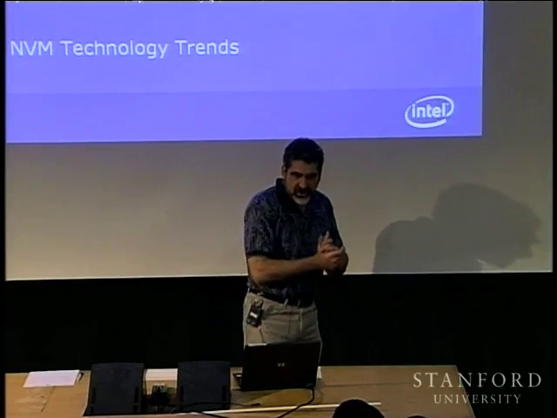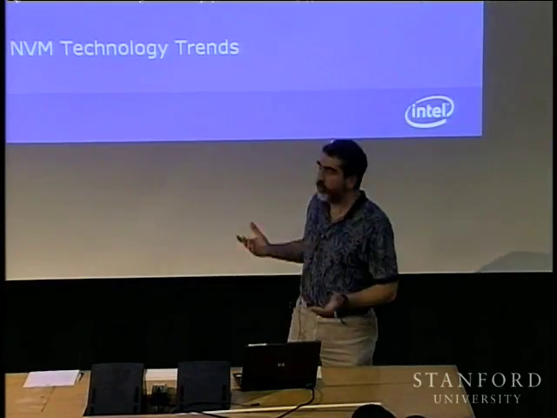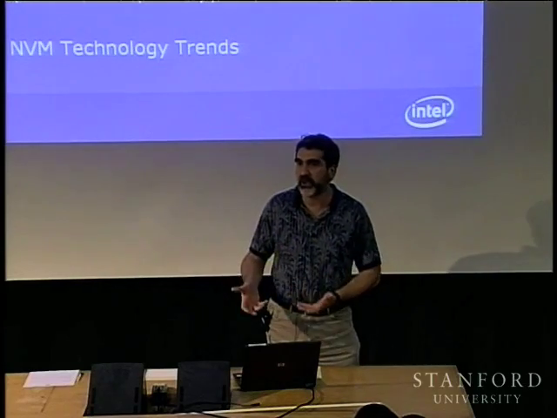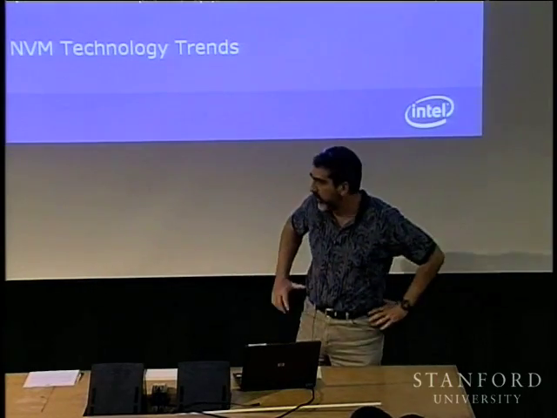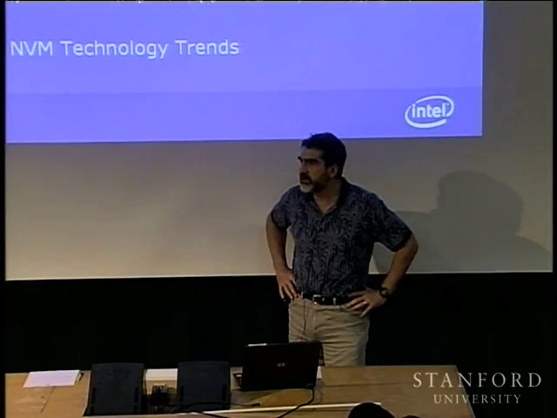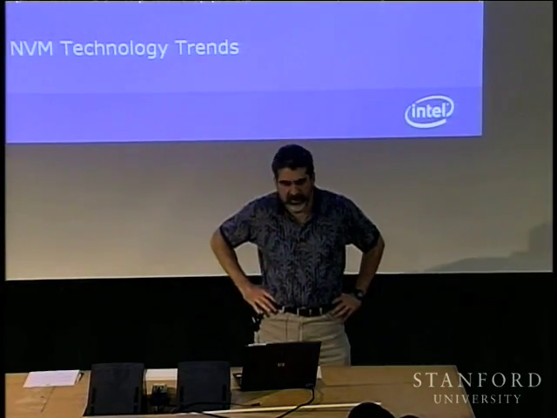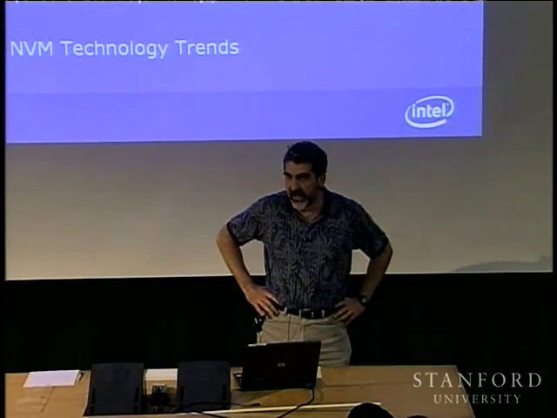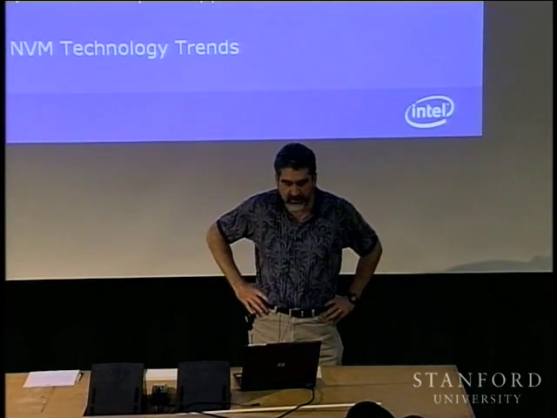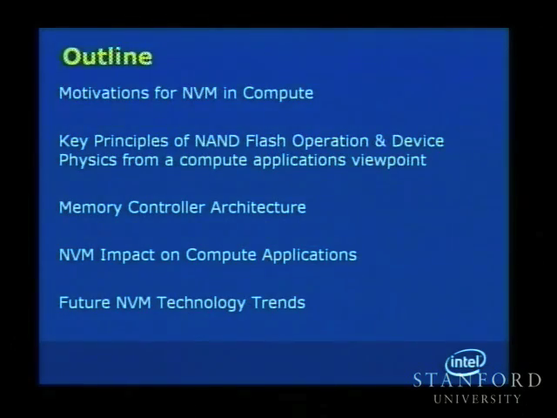So what's the outline of this talk? First, I'm going to go over the motivations. Why do we want to try to get semiconductor, non-volatile memory in a compute application? Then go through the key principles of NAND flash operations and the key device physics attributes from a compute application's viewpoint. How are you going to deal with this memory? Then go over some controller architecture. What's the memory controller? The impact that NVM can have on a compute architecture, and some future trends that may exist.